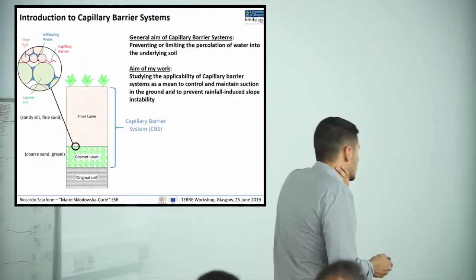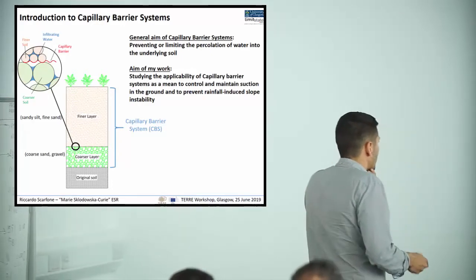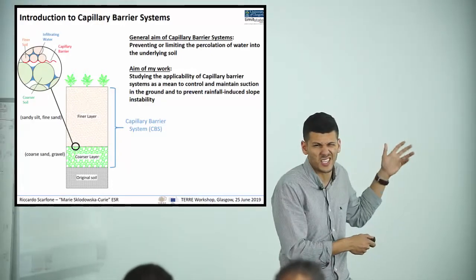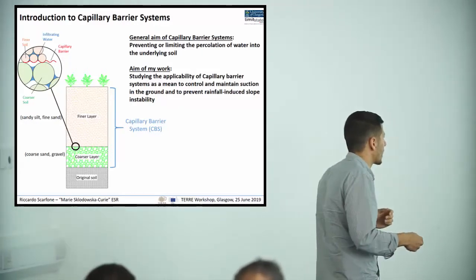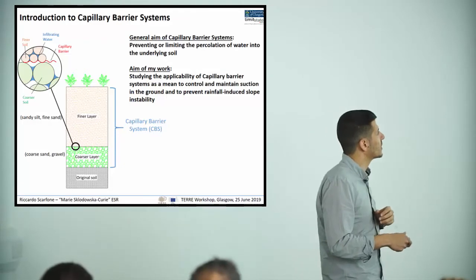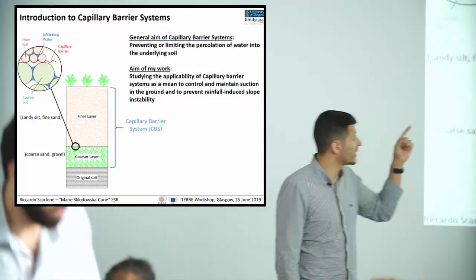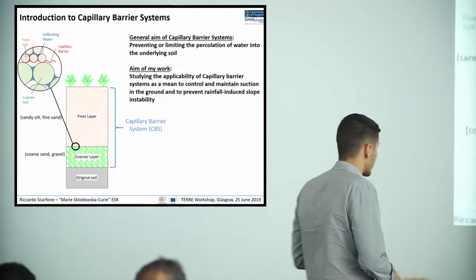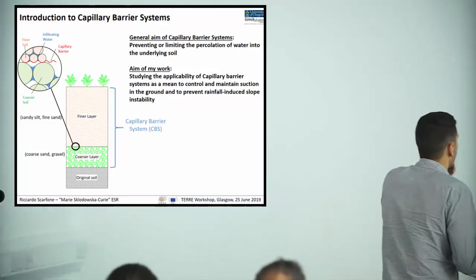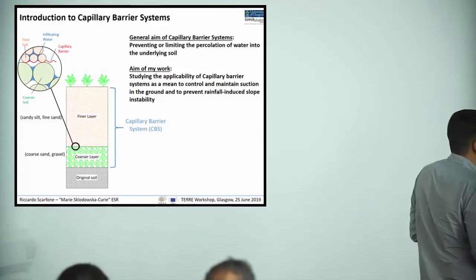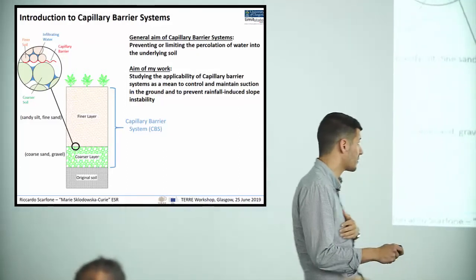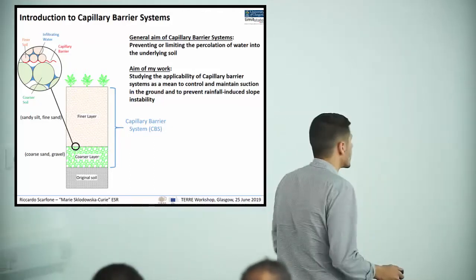So capillary barrier system is a geotechnical system made of an upper finer layer, between a sandy silt and a fine sand typically, and overlying a coarser layer between a coarse sand or a gravel, placed over the original soil with the aim of preventing or limiting the percolation of water into the underlying soil. In my case, I'm trying to study this system as a means to control and maintain suction in the ground, and in this case to prevent rainfall-induced slope instability.